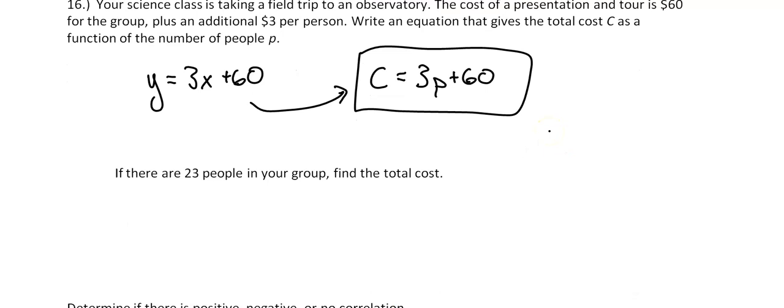The next one then asked me to use this equation. It says if there's 23 people in the group, what's the total cost? So now it's $3 still per person, but now we know it's 23 people, okay? And so for this one, now it becomes a job for our calculators, where we just do the 3 times the 23 and then add that 60 on there. And it looks like we get $129.